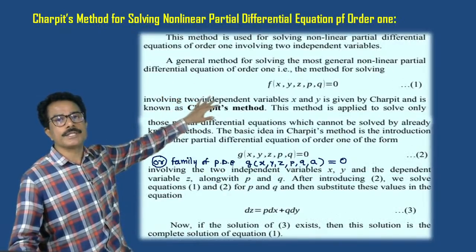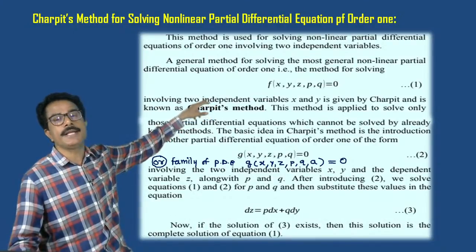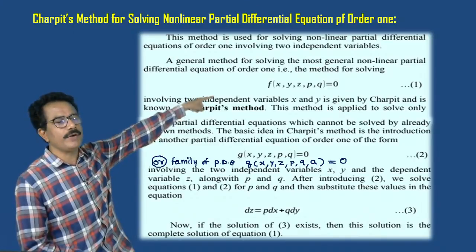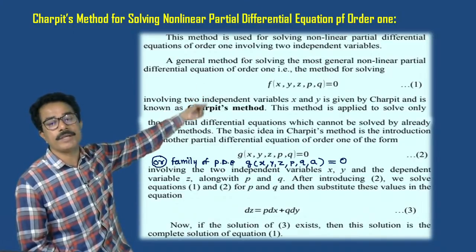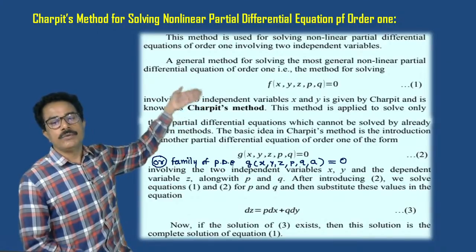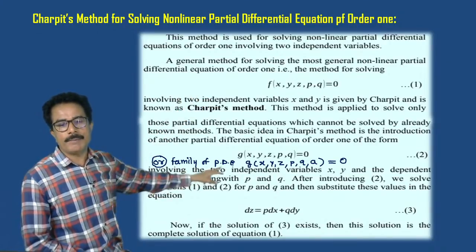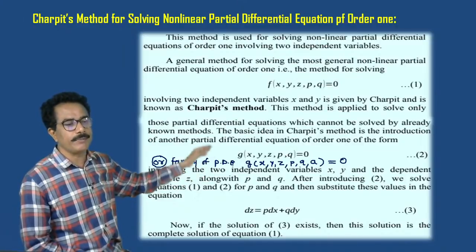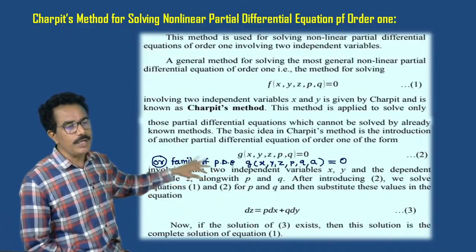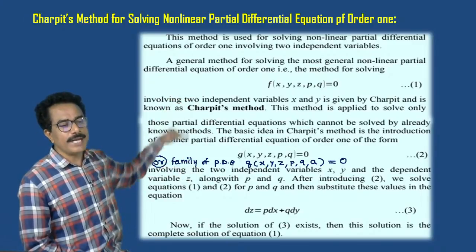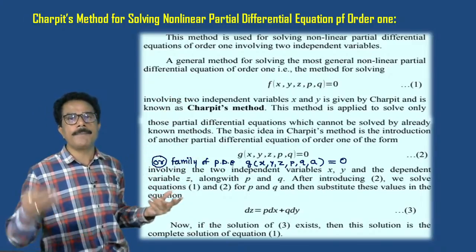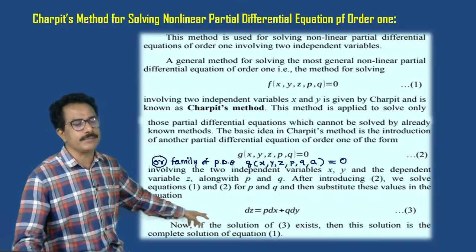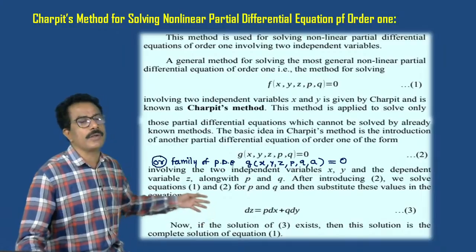Actually the solution process of Charpit's method is used to find the solution of a non-linear partial differential equation of the form f of x, y, z, p, q. How to solve this? We have to introduce a new family of partial differential equation, g of x, y, z, p, q, a equals 0, and by solving 1 and 2 we find the values of p and q in terms of x, y, z, replace them in this equation and solve it.